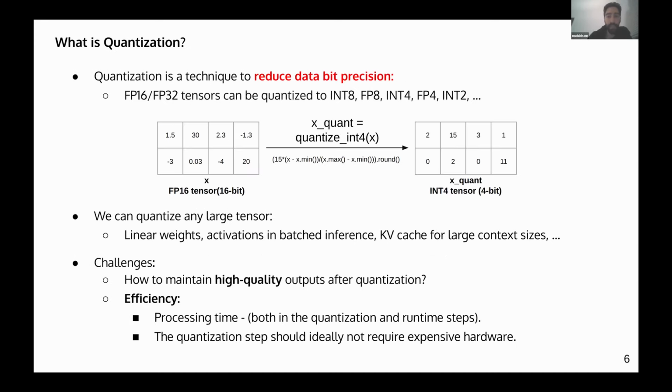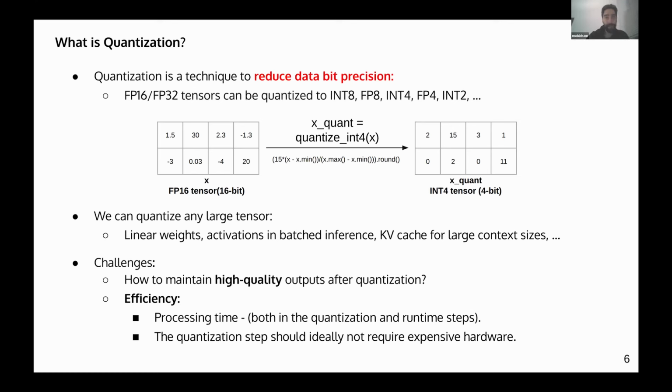So what is actually quantization? Quantization is just reducing the data bit width. Like you go from FP16, FP32, you can go to int8, FP8, int4, FP4. Here's an example, a very simple way of quantizing weights. You go from this FP16 tensor to an int4 tensor, which has values between 0 and 15, sorry. And you can pretty much quantize any vector, any tensor, depending on the situation, if it makes sense to actually quantize it or not.